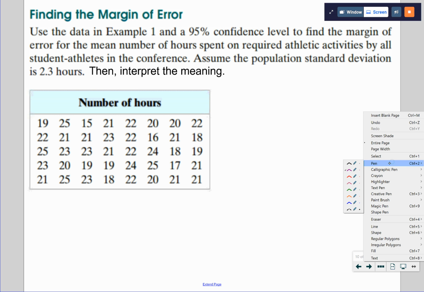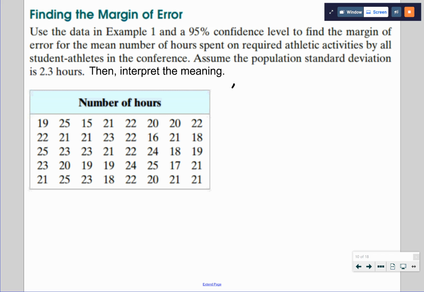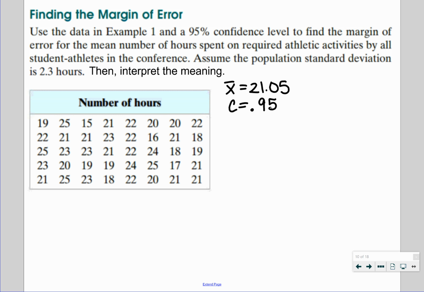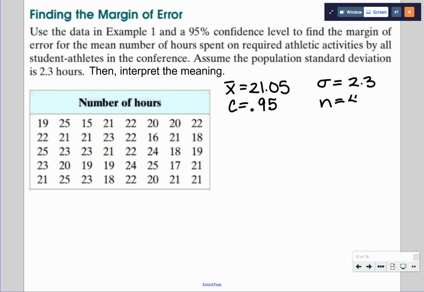All right, so important variables here. First of all, X bar that we found earlier, the sample mean, 21.05. Our level of confidence, our C value, is 0.95. Standard deviation of our population is 2.3. And then do you remember what the N was? Our sample size? 40. Right?